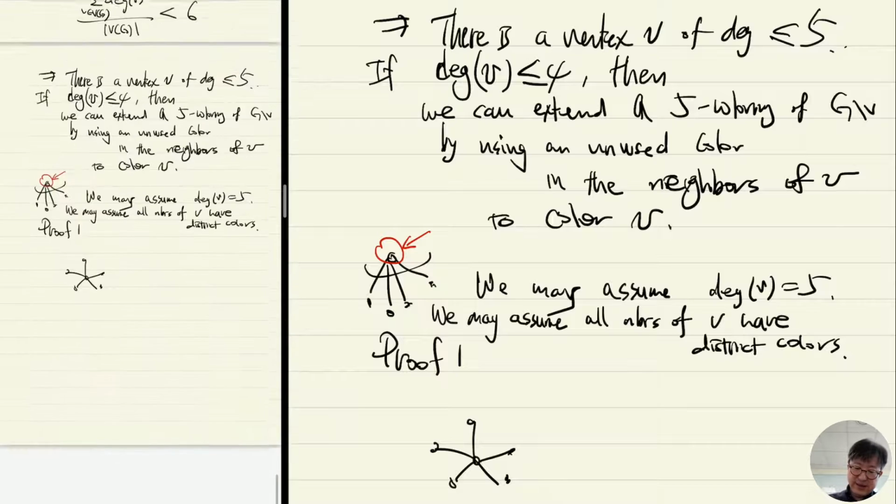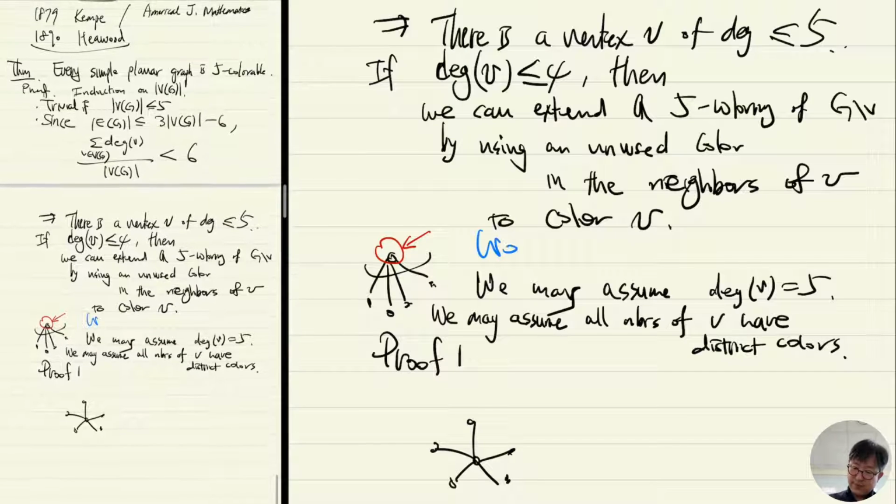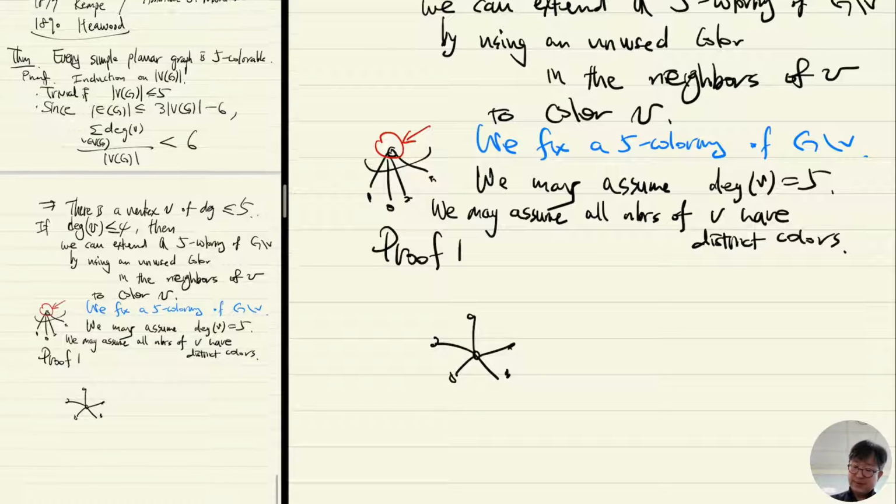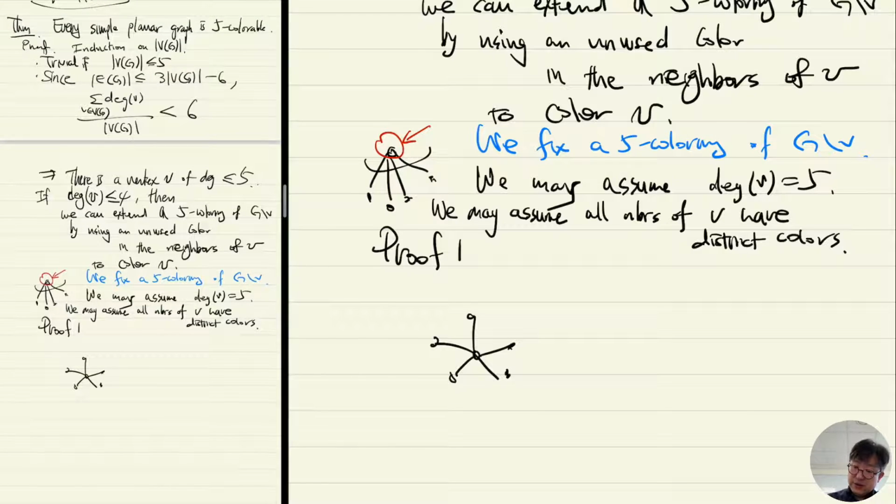Let us fix a coloring. All these 5 colors are distinct. So let's say 1, 2, 3, 4, 5 in the cyclic order, and that's the color. And this is V1, V2, V3, V4, V5. All right. Now, let's try to change the color 1 to 3. Let's change this vertex to 3. What will happen?